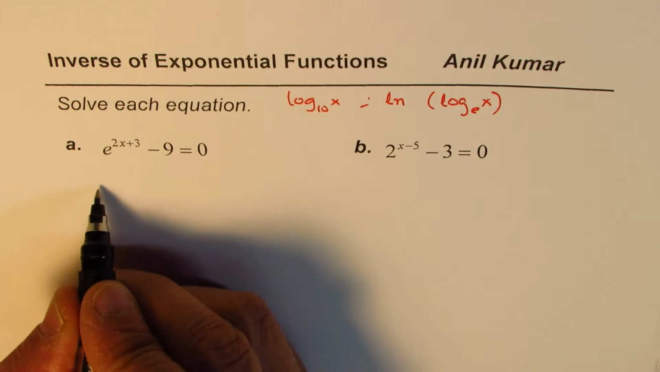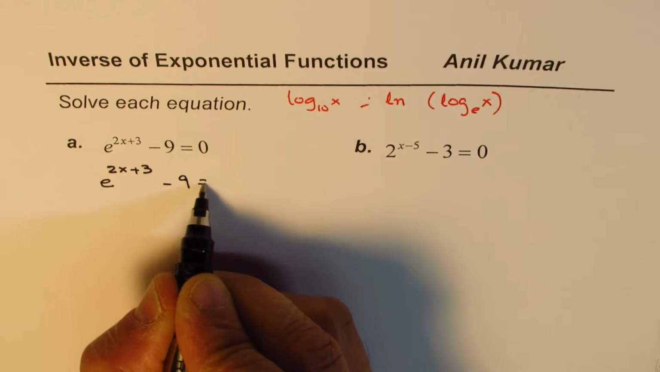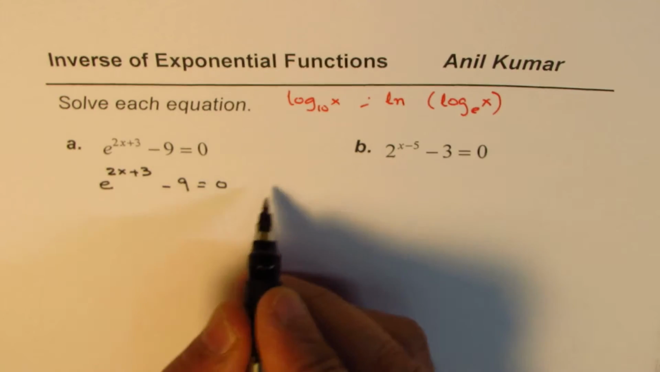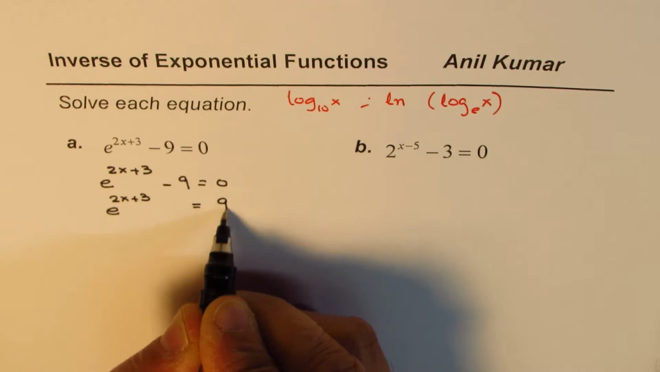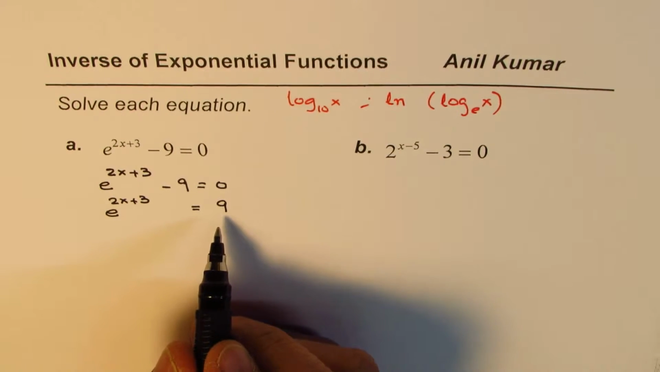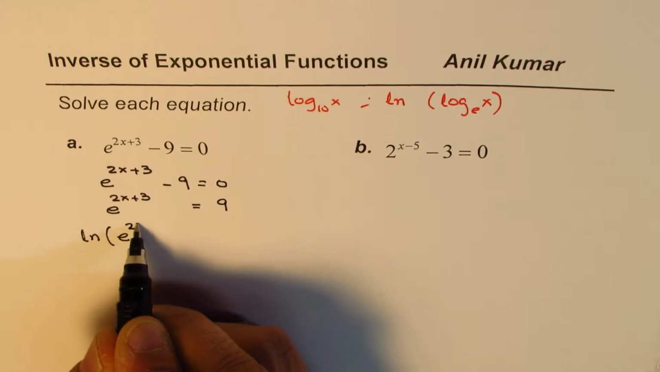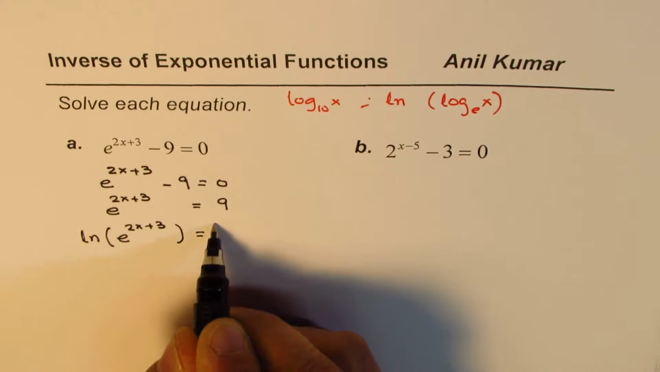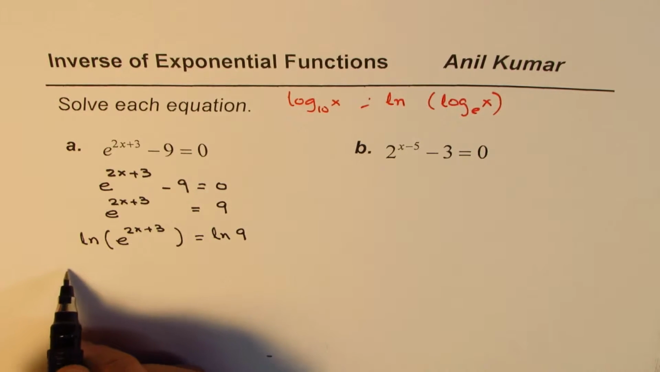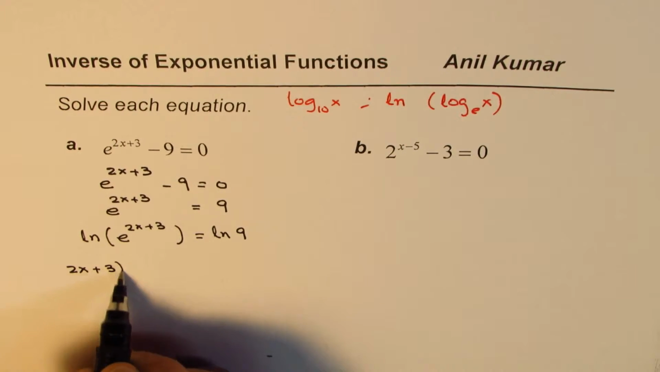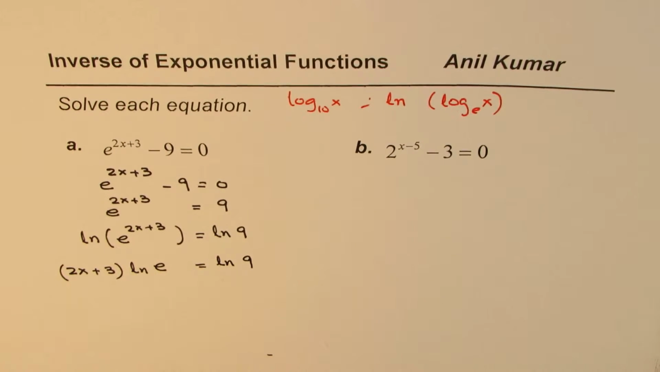So let me do this question first, which is e to the power of 2x plus 3 minus 9 equals 0. We can take 9 to the right side, so it will be e to the power of 2x plus 3 equals 9. Now we'll take log both sides. Since we have e, we'll take ln both sides. So we have ln e to the power of 2x plus 3 equals ln 9. Now from the properties of log, we could write this as 2x plus 3 times ln e equals ln 9.